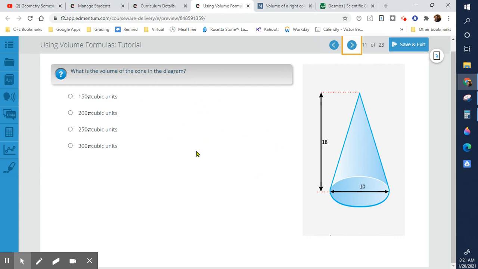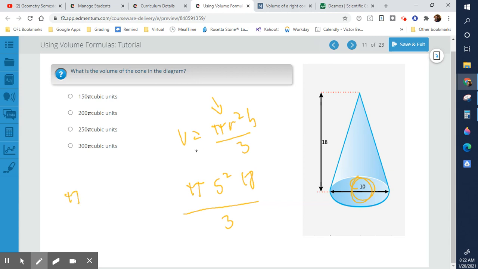Now, remember, our formula is volume equals pi r squared h divided by 3. This is an r, not a diameter. They're giving us a diameter, so we're going to have to divide this by 2 to get the actual radius. So we get pi 5 squared 18 over 3. Well, 18 divided by 3 is 6, so this becomes pi 25 times 6.